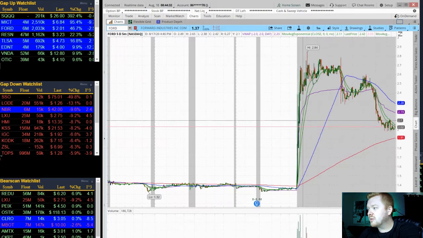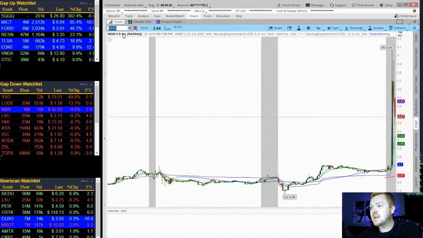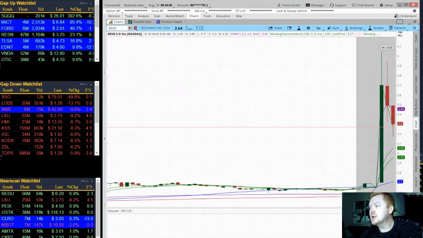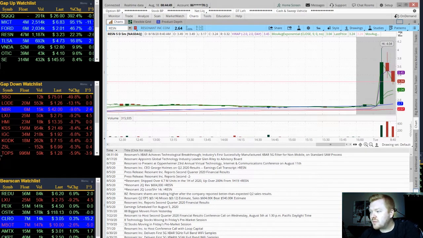Ford, solid pop on it. Then it's already selling back way off. Most of the time, I do not trade these, but I do like to review them. RESN just popping up right now. So what I'll do with the leading gappers is pull them up and see what's going on, and then click on the live news and see what's going on here. Achieves technological breakthrough.